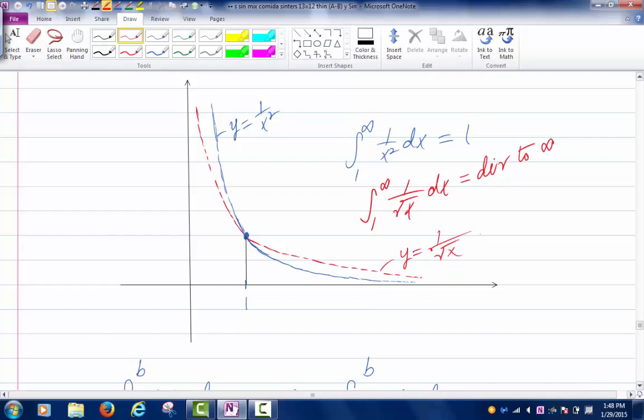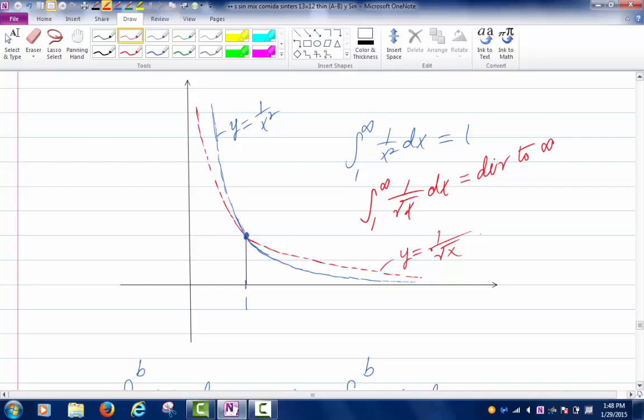Why? When x is bigger than 1, x squared is bigger than root x, right? So you're dividing 1 by a bigger number, so 1 over x squared would be smaller. Am I making sense? When x is bigger than 1, that means x squared is bigger than root x, and wouldn't that mean then 1 over x squared is less than 1 over root x?